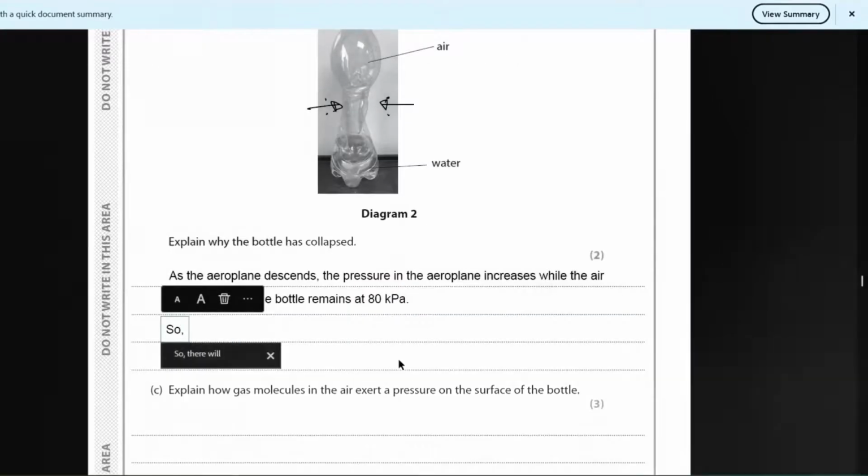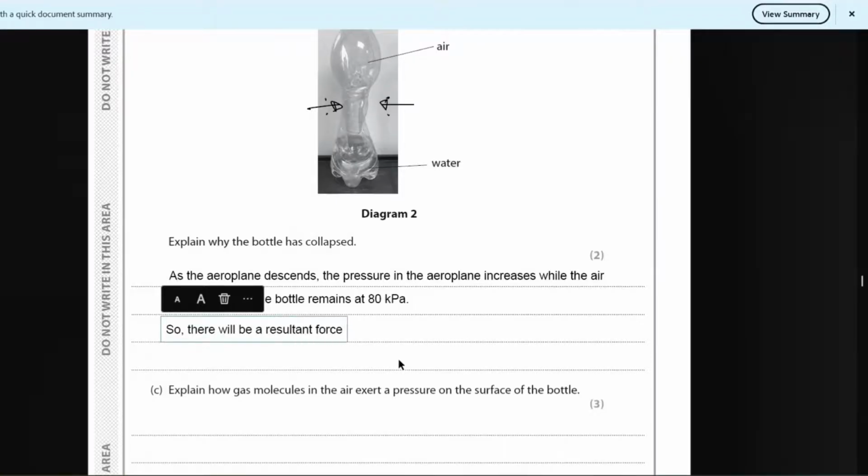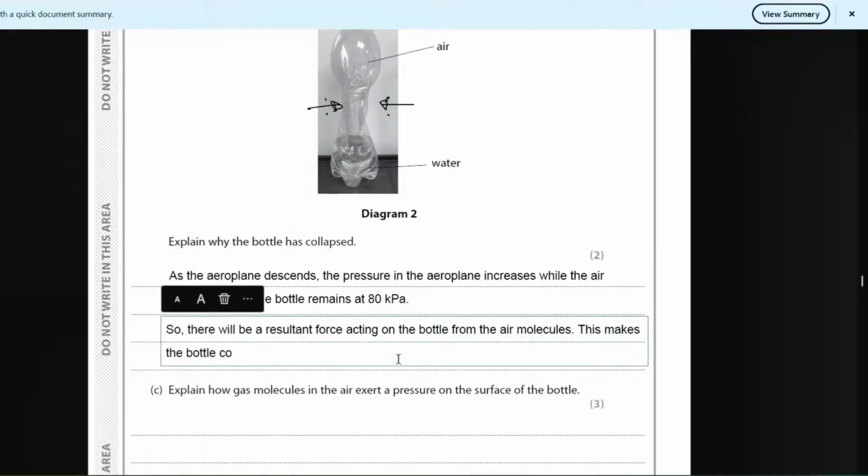So we should say, there will be a resultant force acting on the bottle from the air molecules outside, and this makes the bottle collapse. That should be enough for 2 marks.